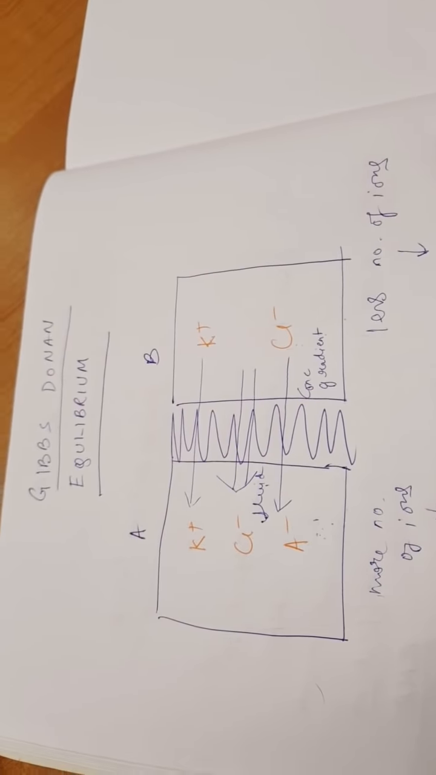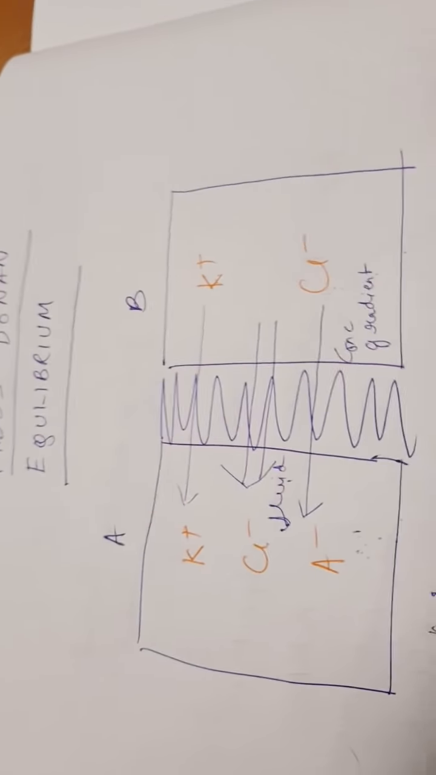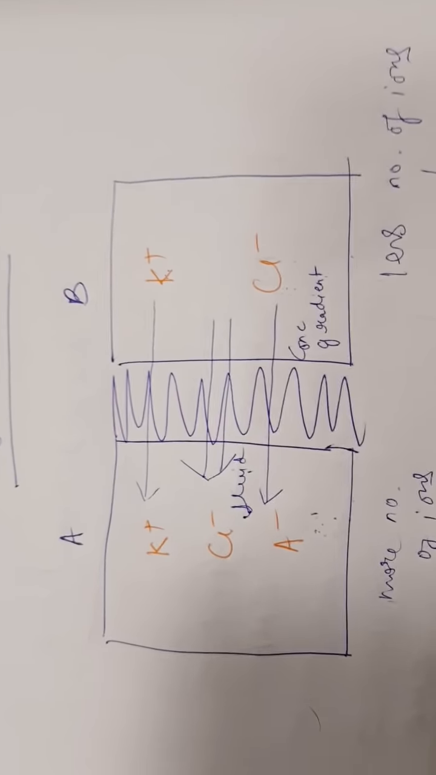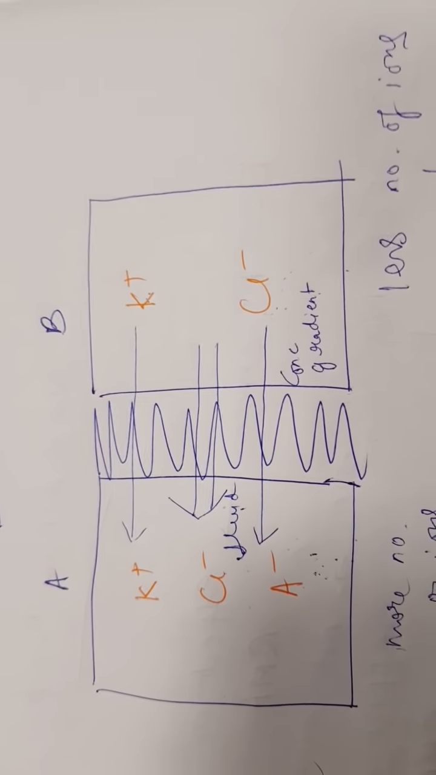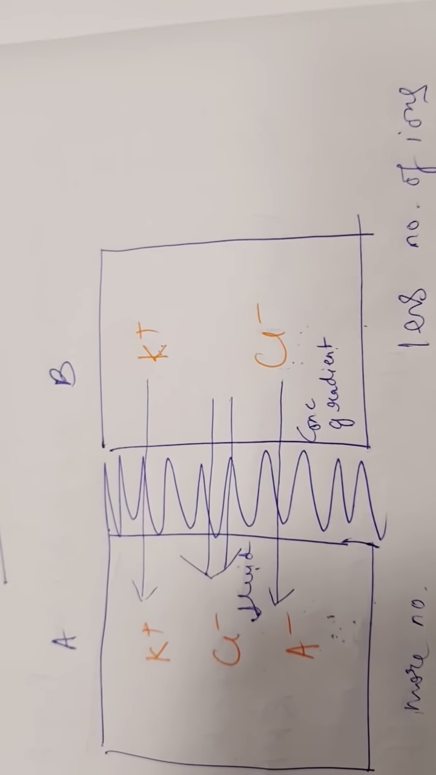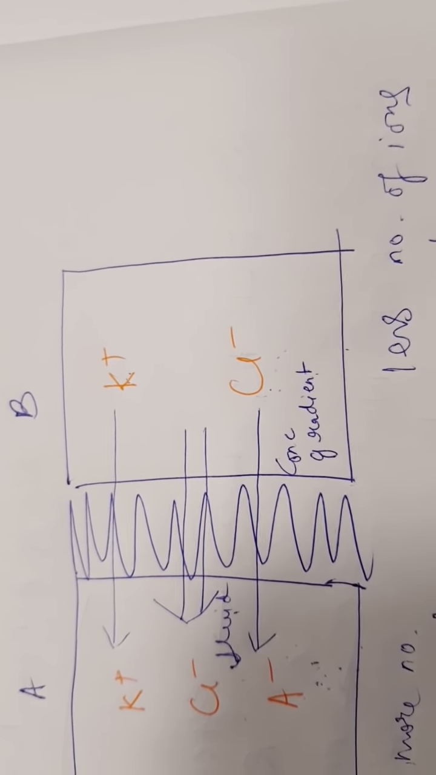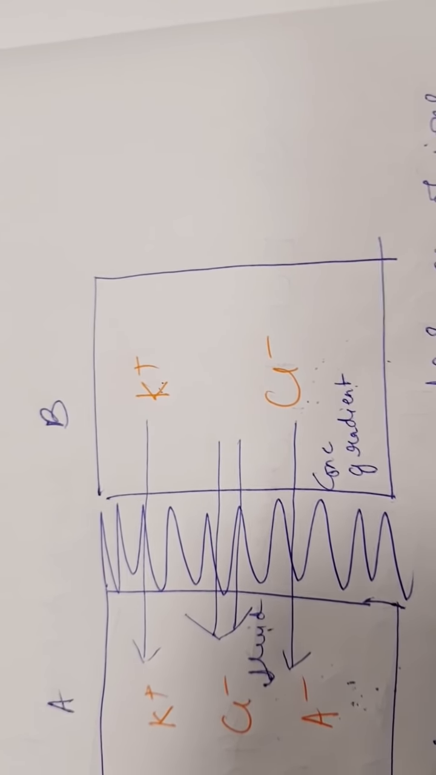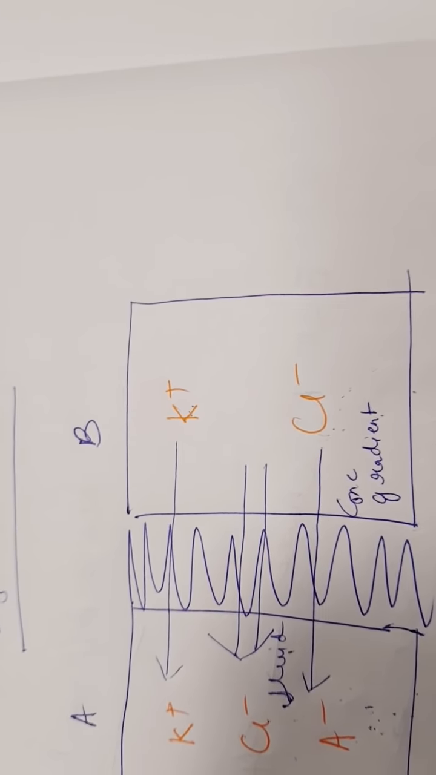This is basically the Gibbs-Donan effect. Now what is the Gibbs-Donan effect? So what does the Gibbs-Donan equilibrium say? When two solutions are separated by a semi-permeable membrane, that is a membrane which is permeable to some ions but impermeable to some, the diffusible anions and cations are distributed in a concentration ratio which can be calculated by the Gibbs-Donan equation.